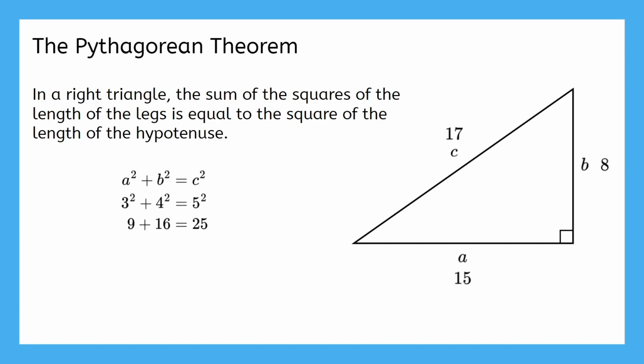Finally, notice that we wrote 3 squared plus 4 squared, even though 3 is actually labeled B and 4 is actually labeled A. We could have just as easily written 4 squared plus 3 squared and gotten the same answer. So while you should always label the hypotenuse C, it doesn't really matter which leg you label as A and which leg you label as B.